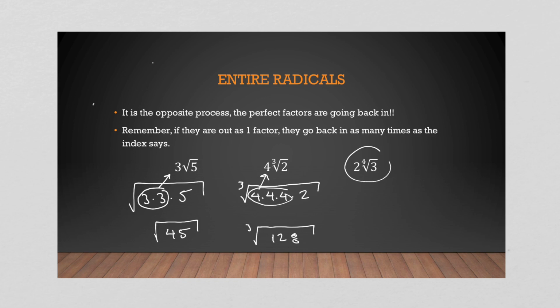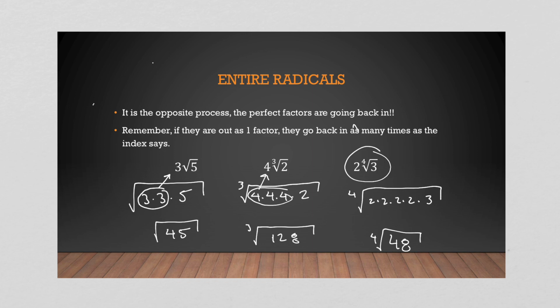And for a fourth root, if a 2 is on the outside, it means you had 4 of them on the inside. So it means you had 2 times 2 is 4, 8, 16. 16 times 3 is 30 plus 18, 48. So you had the fourth root of 48. So you're putting things back into the radical. So that's it. Simplifying or going back in.